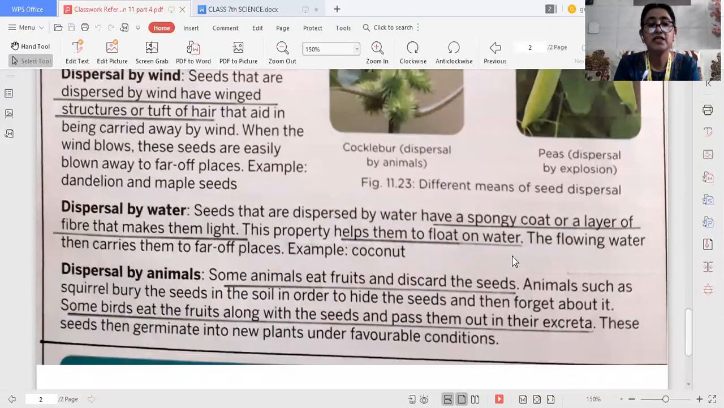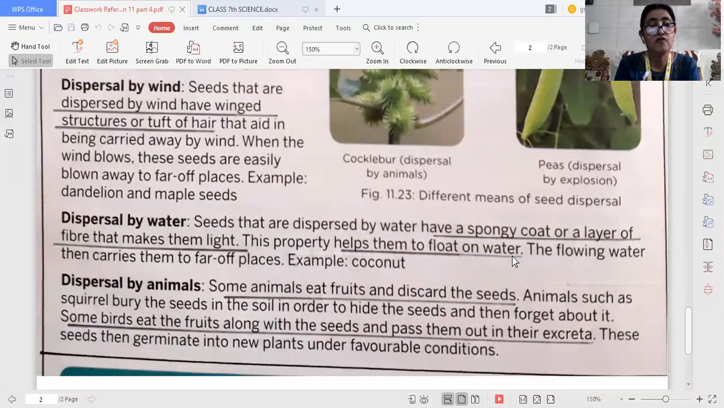Then the dispersal takes place with the help of water, mostly in plants which grow near the water. Here they have a spongy coat or a layer of fiber which makes them light, and this property helps them to float on water and be carried to far off places, like in coconut, like in lotus.